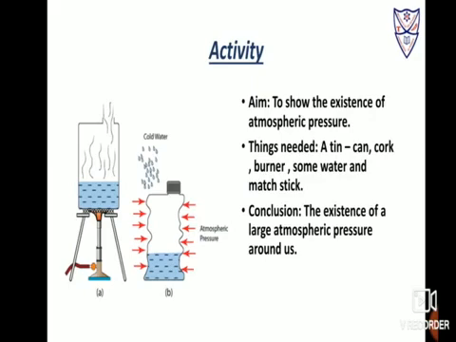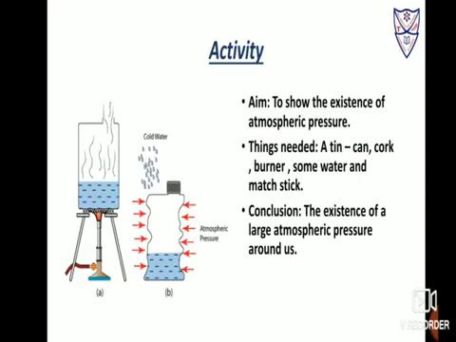Now students, let us understand the existence of atmospheric pressure. Things needed: a tin can, cork, burner, some water and mastic. Method. Now take an empty tin can. For an empty can, the air pressure inside and outside is the same. Put some water in it. The tin can is heated using a burner to boil the water so that steam is formed. The steam expels, or we can say pushes, all the air from inside the can, so that when water is boiling there is no air inside the can. The whole tin can is filled with steam.